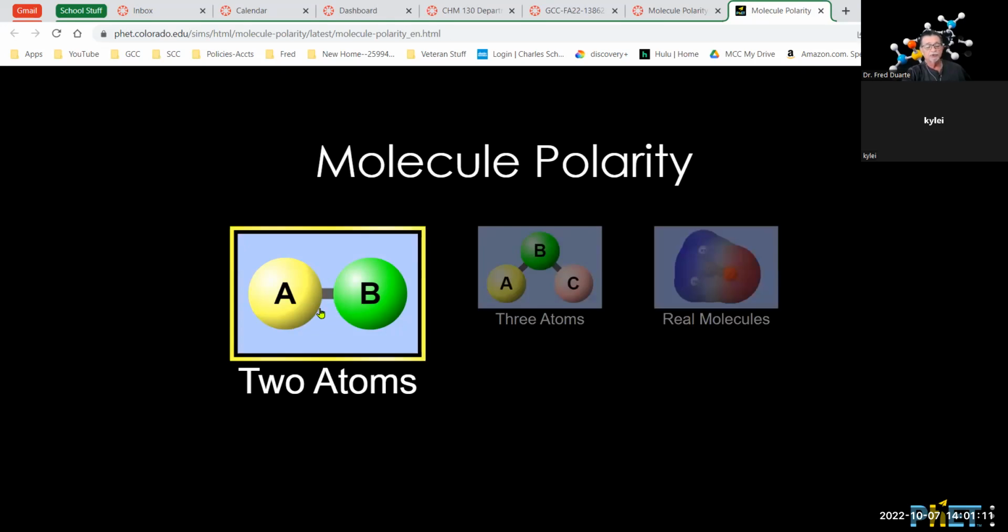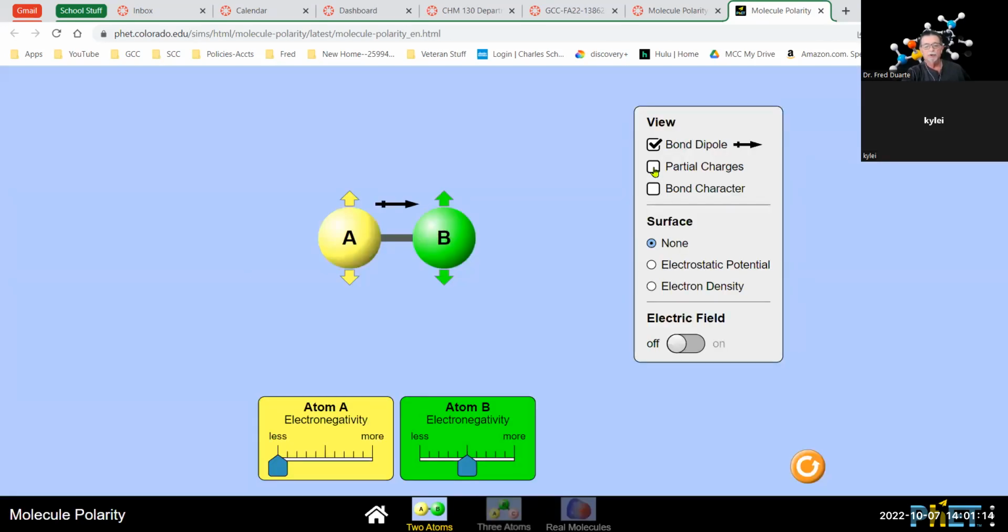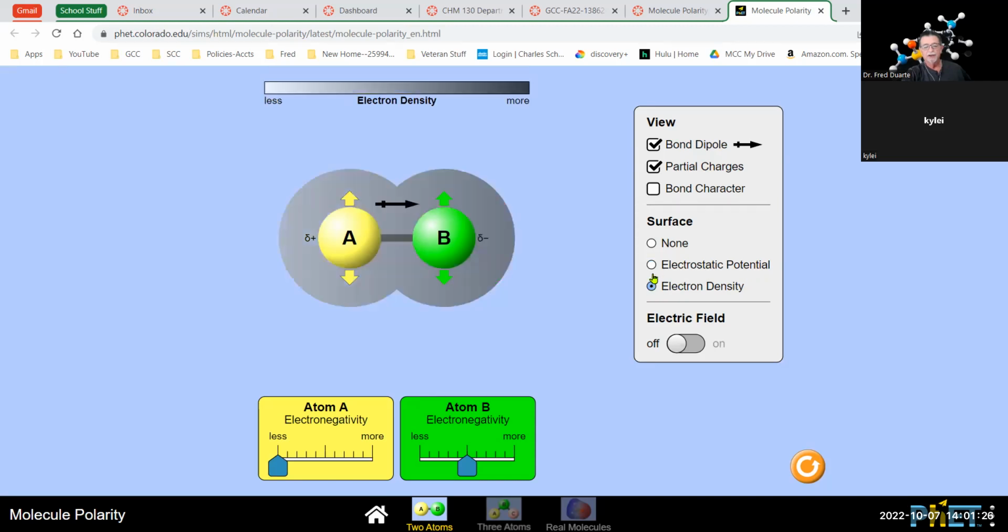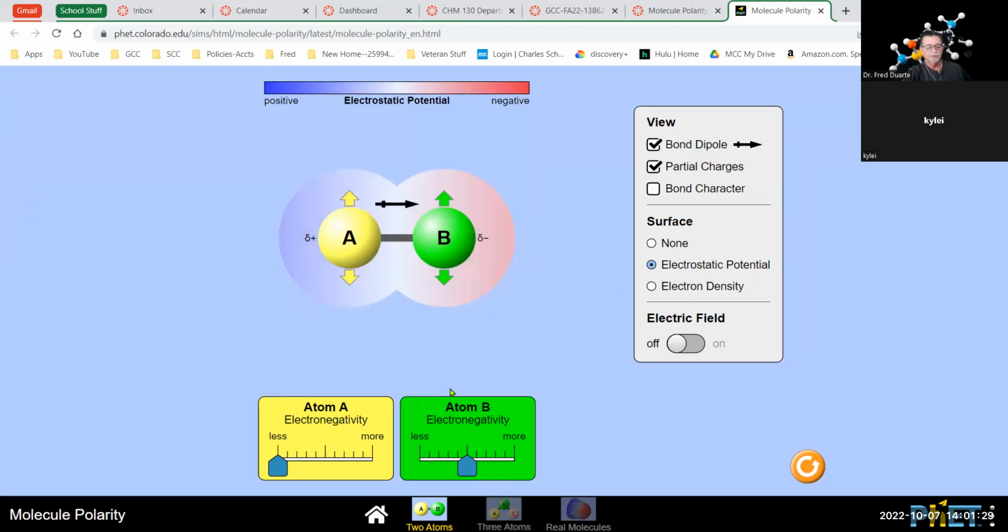And just select two atoms, okay? And I will go up here and click the partial charge. You can put bond character and electrostatic potential or electron density. I kind of like the color difference. And then down here, there are two atoms, A and B. Now, right now, because the electronegativity of A and B is the same, there's an equal sharing of those bonding electrons right in the middle. And you can see around it, it's just a uniform color.